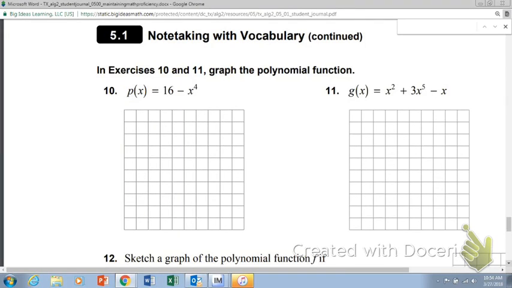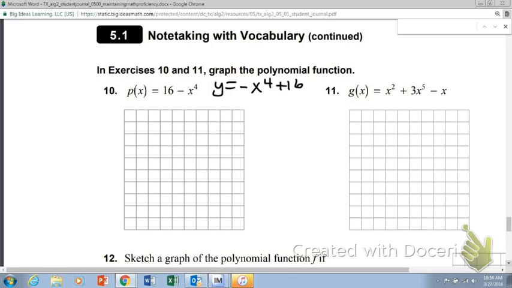Okay, continuing on lesson 5.1, we're on page 111 now. We're going to practice graphing some of these functions. So this is just 16 minus x to the fourth power, which we could rewrite as y equals negative x to the fourth plus 16.